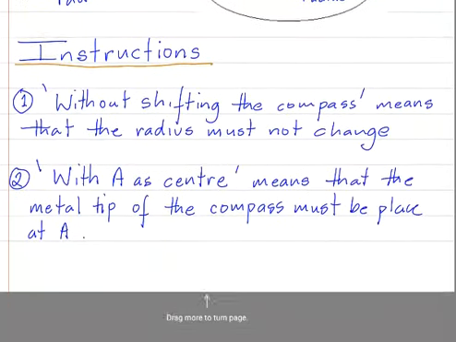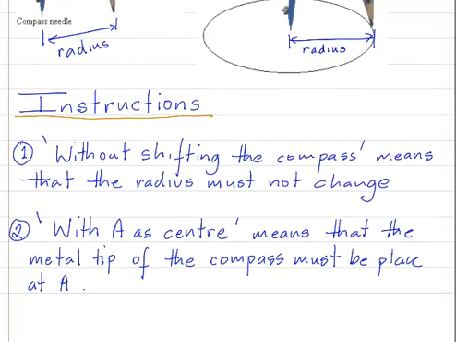Now, when you're doing construction, or at least when you're learning construction, you're going to hear some instructions being repeated. You'll hear these instructions over and over again, so it's important that you know what they mean. For example, in quotations, "without shifting the compass." So if you hear that, it means that the radius must not change. The distance between the metal tip of the compass and the drawing point must not change.